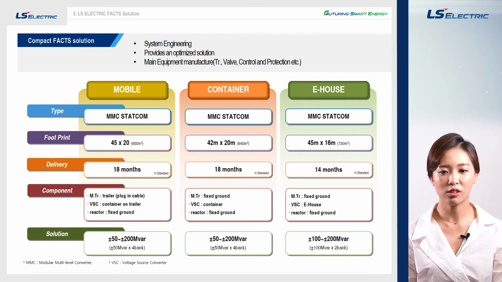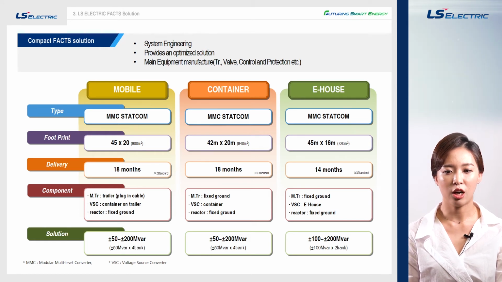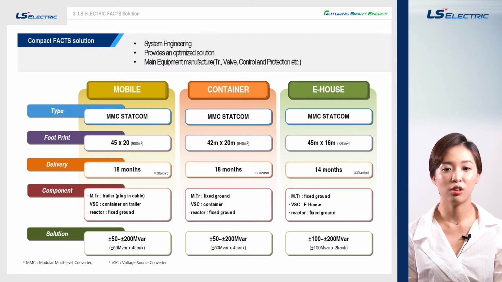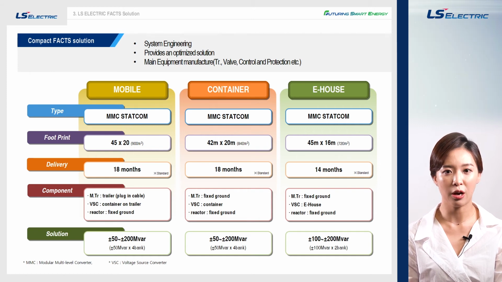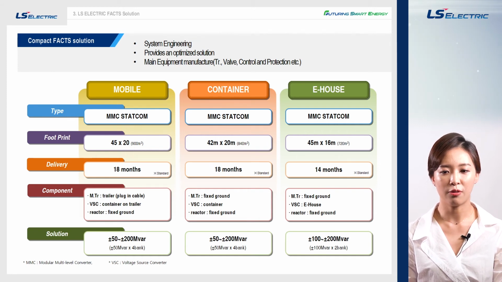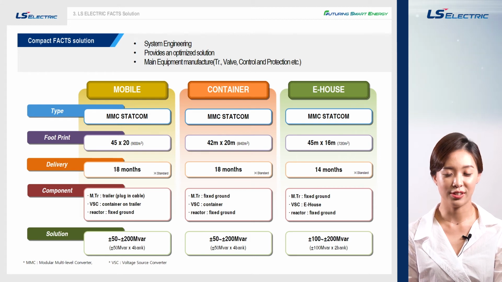Our compact FACTS solution can consist of 4 banks, and the capacity of each bank is 50 MW. So the maximum capacity of compact FACTS solution is 200 MW. And regardless of solution type, we respond to customers' inquiries within 24 hours and keep trying to offer customer-friendly solutions and services.